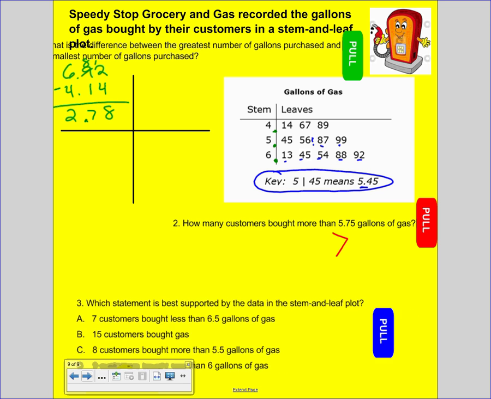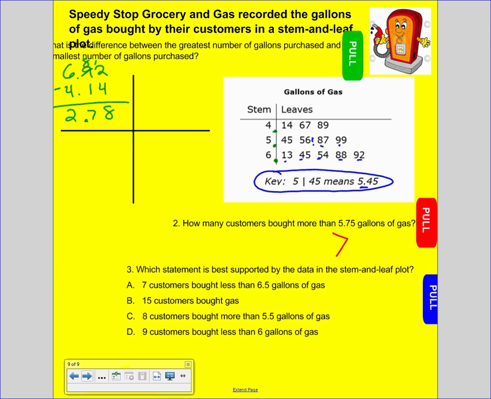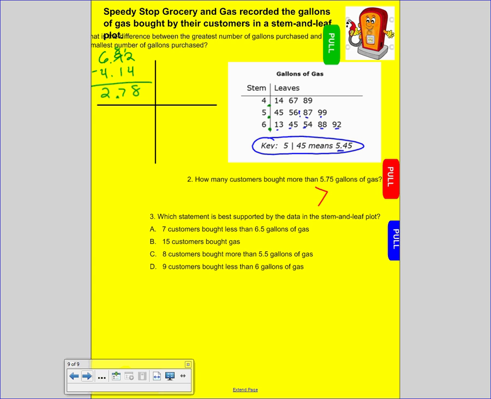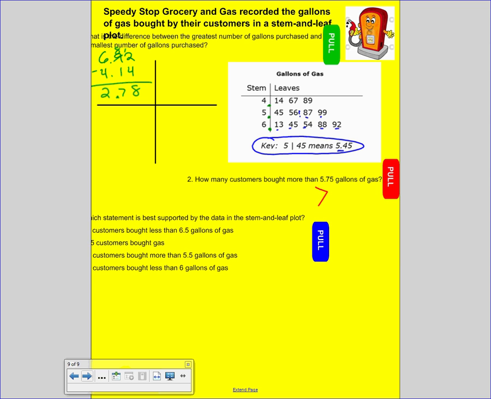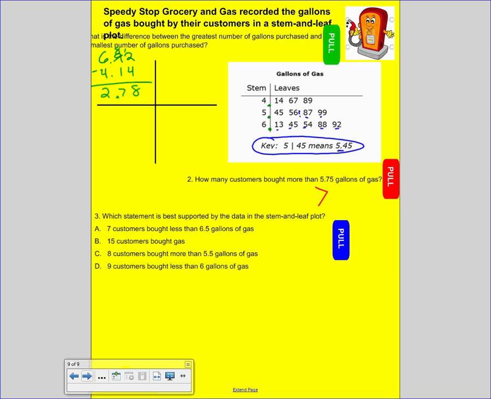And finally, our last one. Oh, it's a nice long one. Which statement is best supported by the data in the stem and leaf plot? Sorry, blocking the projector there. 7 customers bought less than 6.5 gallons of gas. Less than 6.5. So 6.5 is going to be right here. 1, 2, 3, 4, 5, 6, 7, 8, 9. No. That would be 9.